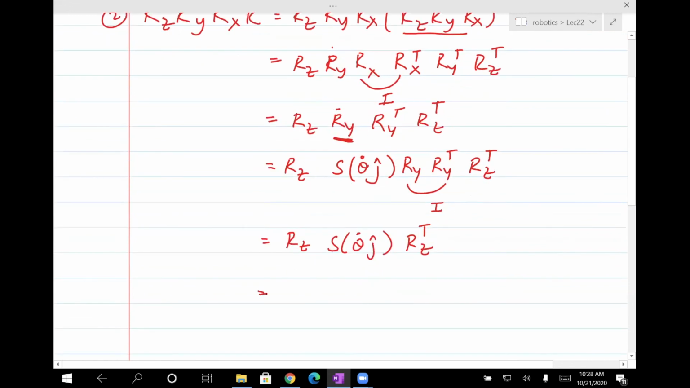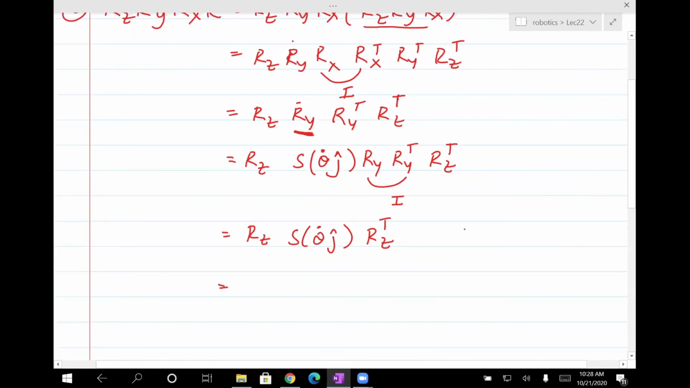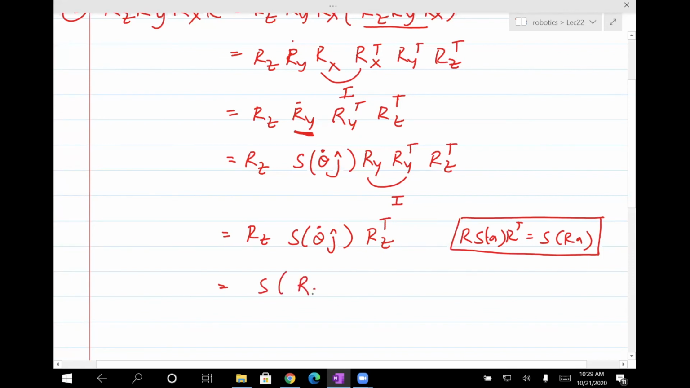And now I'm going to use another identity which I wrote down, which is if you have R S of A times R transpose, that's simply S of R A. That's the identity I'm going to use to write this as S of Rz theta dot J.